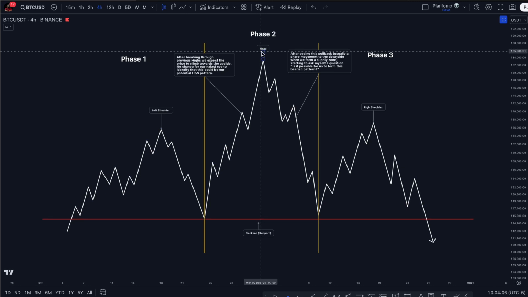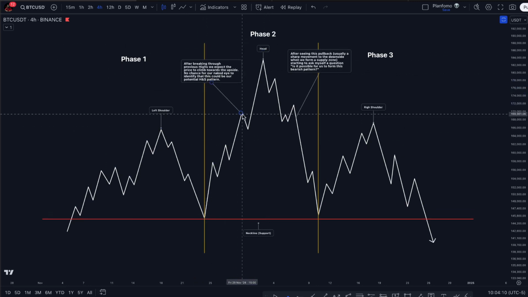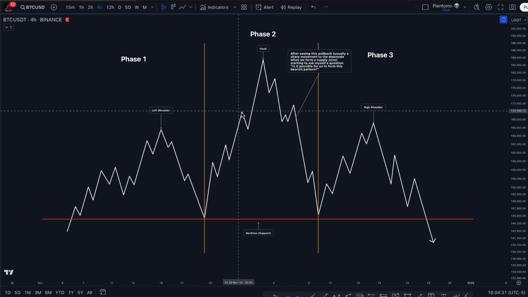We form a head. And when we are at around here, when we start printing that potential head, all I'm going to say is that after breaking through the previous high, as I mentioned before, we expect the price to climb towards the upside all over again. No chance for our naked eye to identify that this could be our potential head and shoulders pattern, and I'm going to delete that. So there is no chance for me to identify that we could print a head and shoulders pattern in the near future.